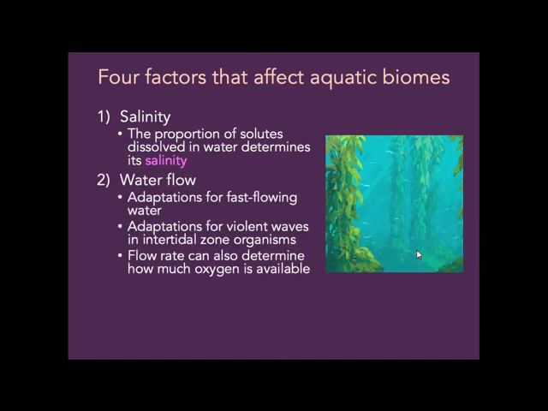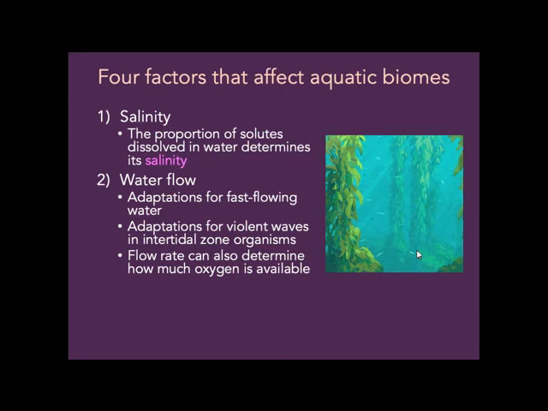The second characteristic is water flow. And so lots of organisms have adaptations for fast-flowing water or violent waves. So remember we talked about the intertidal zone and all the little creatures that are adapted to being able to survive in that environment. We also know that flow rate, meaning how much water passes a particular area per unit time, can also determine how much oxygen is available.